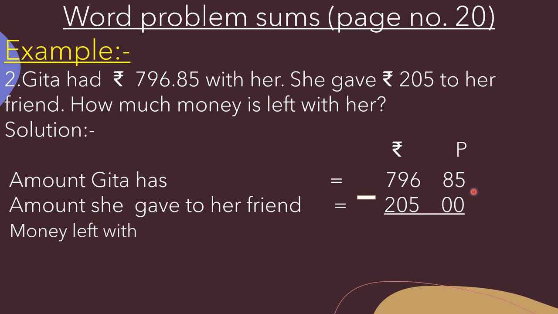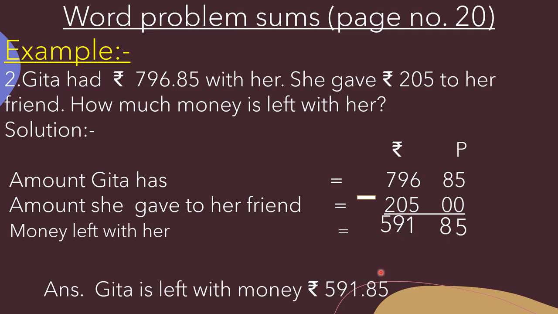So we will solve it from our right hand side. Here 5 minus 0 is equal to 5. 8 minus 0 is equal to 8. 6 minus 5 is equal to 1. And 9 minus 0 is equal to 9. 7 minus 2 is equal to 5. So what is the leftover money with her? That is 591 rupees 85 paise. Or we can write it like this: Geeta is left with money rupees 591.85. Okay.